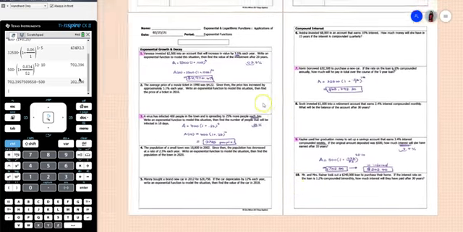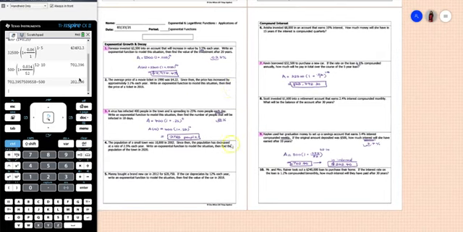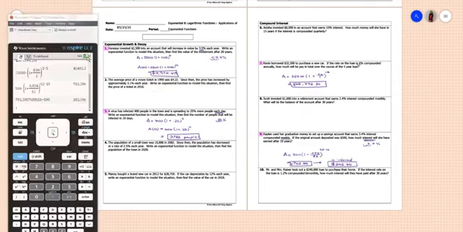So I will probably post this, but with cleaner handwriting, so that you can see and follow along, and then just make sure that you get the other ones completed and then turned in on Canvas.